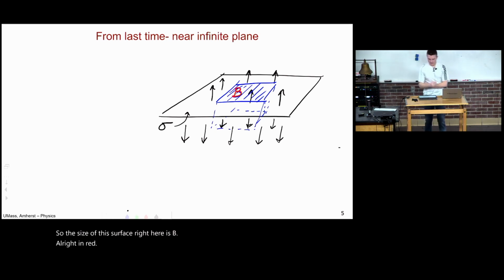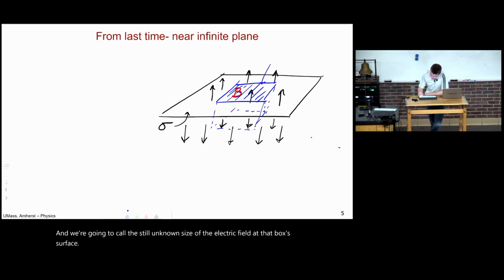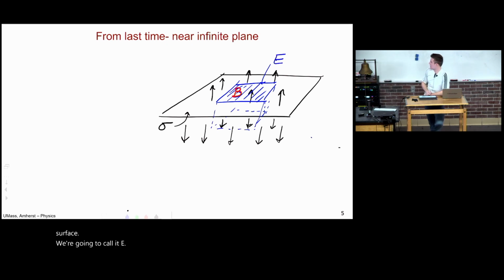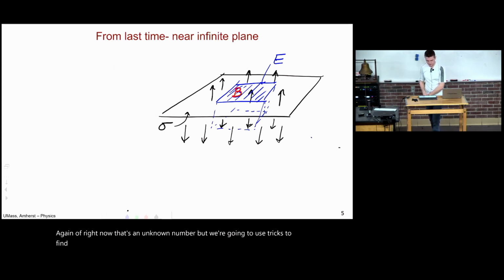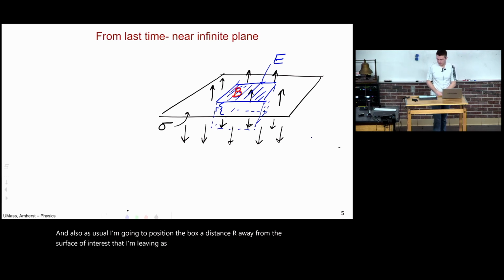Okay. And we're going to call the still unknown size of the electric field at that box's surface E. Again, as of right now, that's an unknown number, but we're going to use tricks to find what it is. And also, as usual, I'm going to position the box a distance r away from the surface of interest that I'm leaving as a variable for now. Okay, now we just go to town.